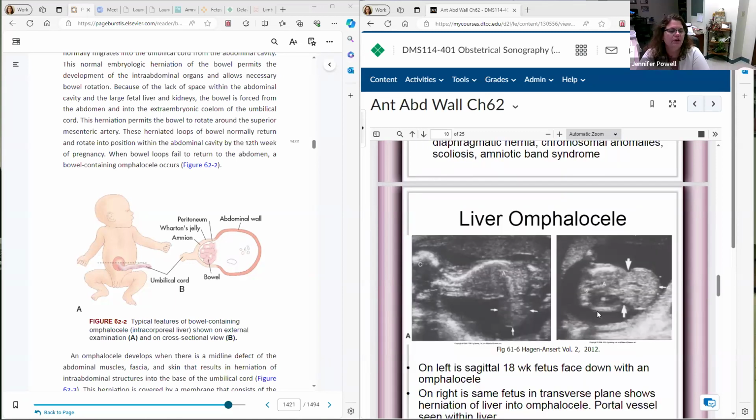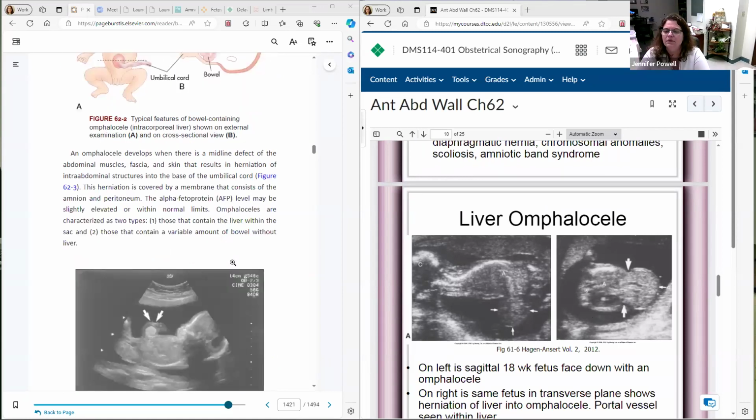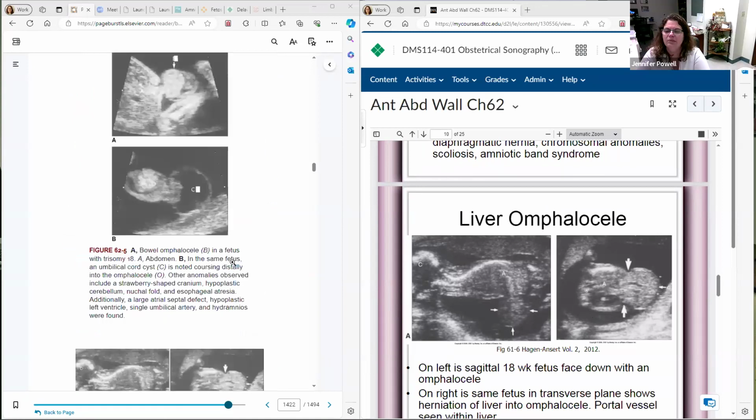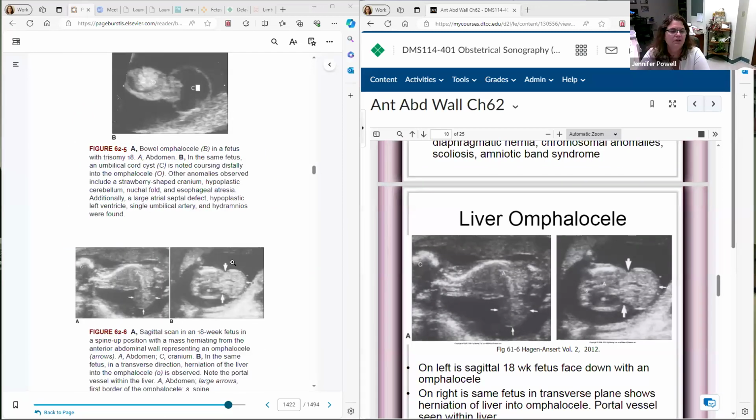So this is a liver omphalocele, and in this picture here, let me see. I was just hoping maybe it looked a little bit better in the book, but it's about the same either way. So you can see here's the omphalocele. You can tell this is liver tissue because you've got the echogenic walls, the portal veins, and this very typical look of liver parenchyma.